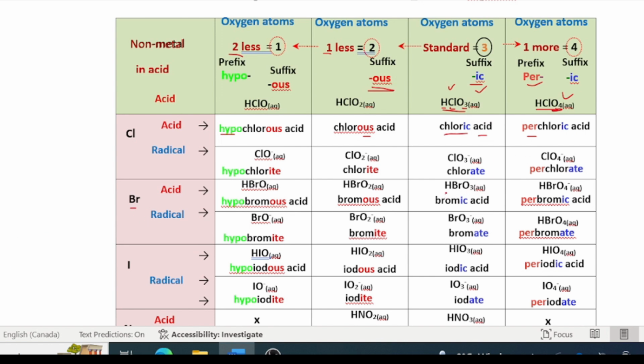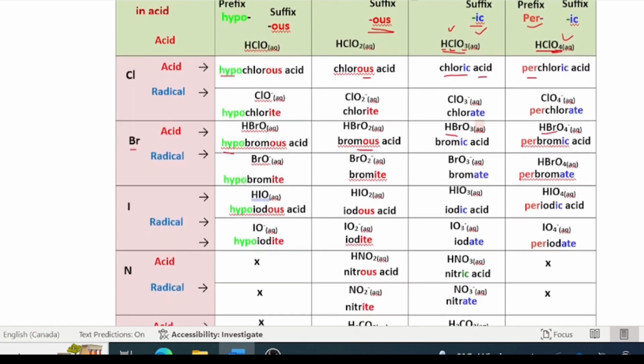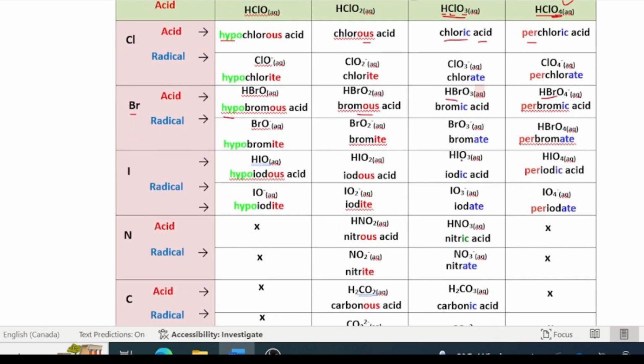It becomes bromic acid, right? One more becomes bromic acid. Now, what's one less? Bromous acid. One even less than that, hypo, beneath this, it becomes hypobromous acid. And you can make the same claim for all of these: iodine, iodic, periodic, iodous, hypoiodous.